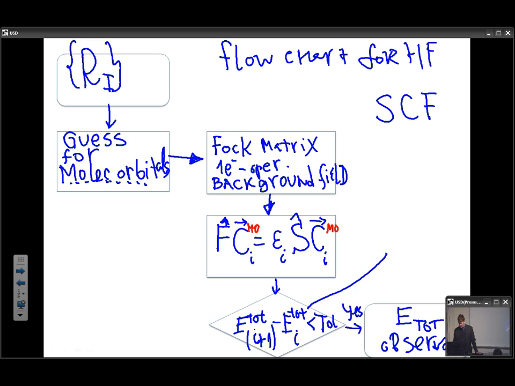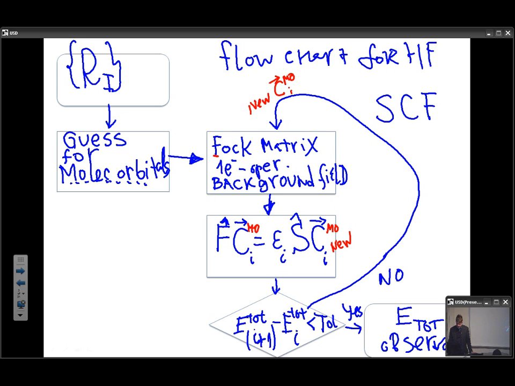And if it gives no, then one uses the new molecular orbitals to build again the Fock matrix and repeat the whole procedure. The procedure is repeated until this condition is fulfilled.